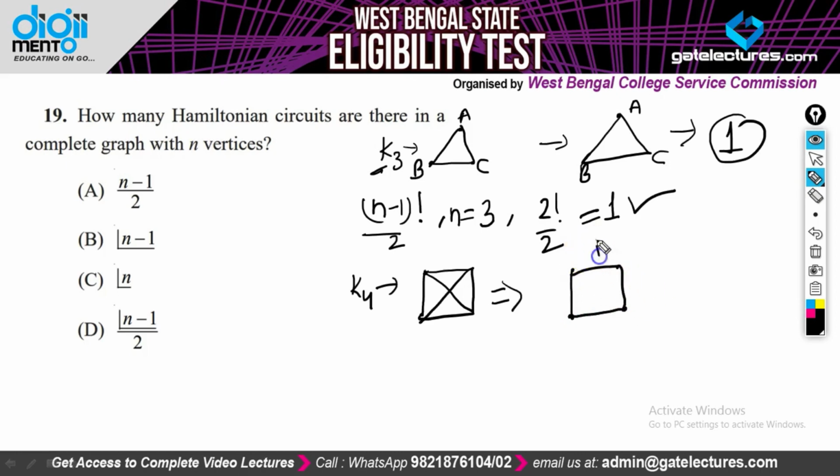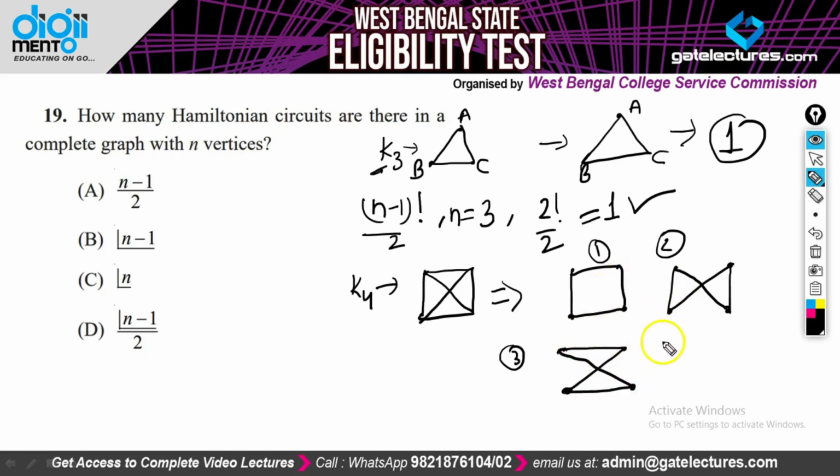Okay, this is the first way. Second, I can begin from here, then go here, third vertex, fourth vertex, and then go back to the starting vertex. The third way I can make is to begin from here again, then this one, and then this one, and then go back to the starting vertex. There's no other possible way I can design.